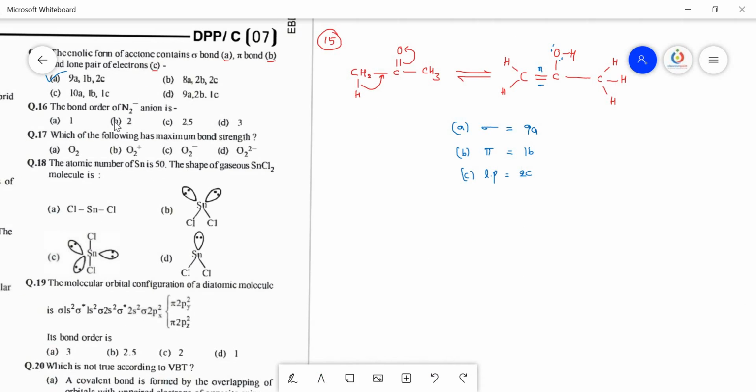Now let's try to calculate the bond order of the N2 minus anion.